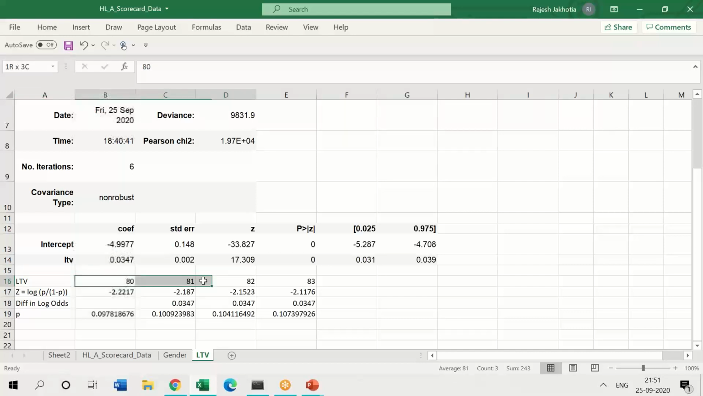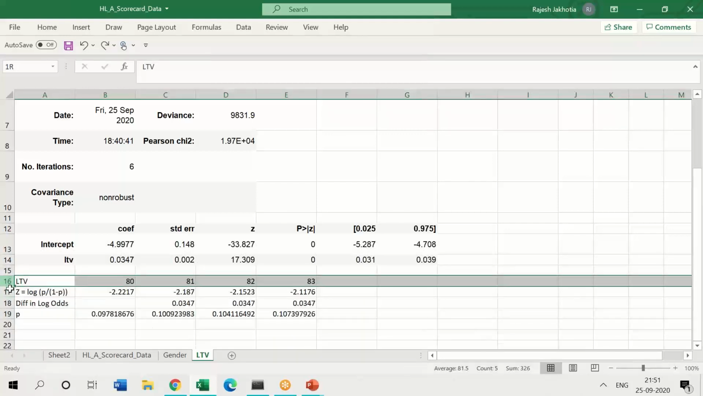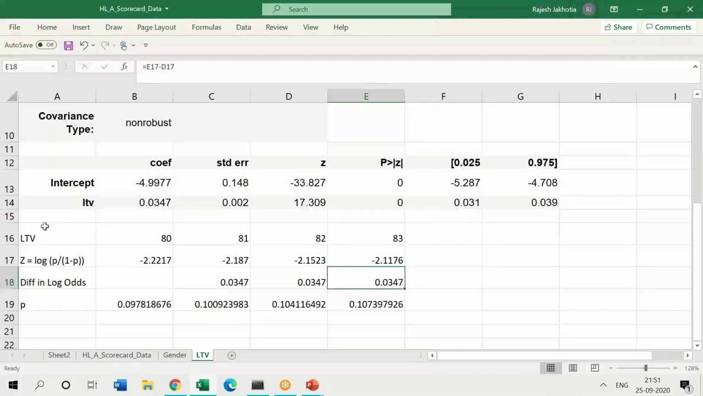I have got LTV 80, 81, 82, 83, something like this. Okay, so let me increase the width of these columns and also increase font in Excel. So if LTV is 80, what will be the Z value? Because our equation is log of p upon 1 minus p is equal to z is equal to alpha plus beta 1 x1 plus something. So I'm saying z is equal to log odds. So what is that z?